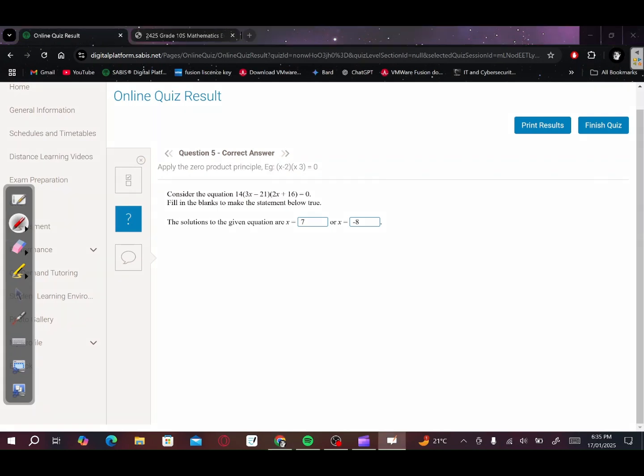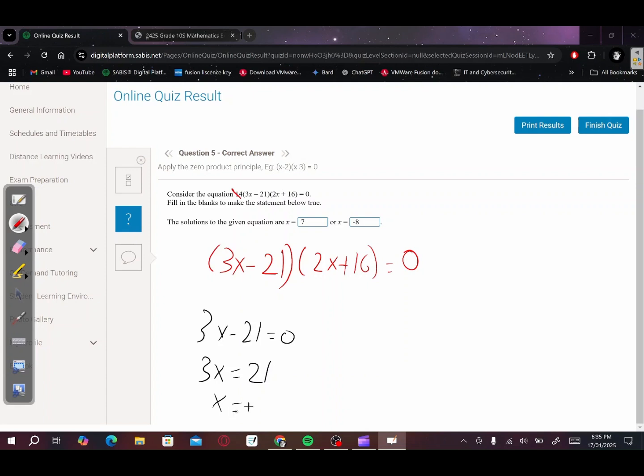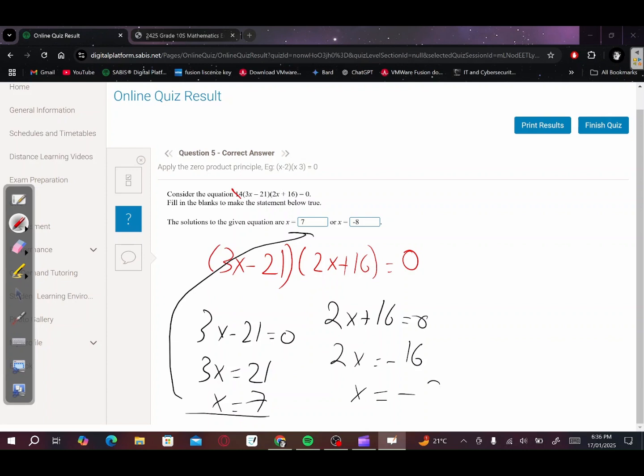This came in the AMS quiz that I explained earlier today. So all we're going to do, we're going to divide by 14 on both sides. So 3x minus 21 times 2x plus 16 is equal to 0, because remember, we're dividing by 14. This is going to cancel, and 0 over 14 is going to make 0. Right? So we're going to set each equal to 0. 3x minus 21 equals 0. 3x is equal to 21. X is equal to 21 over 3, which is 7. So we put 7 here. 2x plus 16 equals 0. 2x equals negative 16. X is equal to negative 8. Okay, we put that down there.